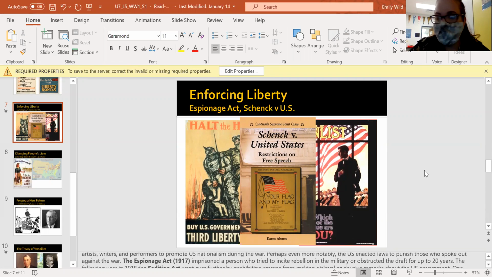The Espionage Act was passed in 1917. So again, the Espionage Act was passed in 1917, and it put people in prison who tried to incite a rebellion in the military or obstruct the draft. The Espionage Act imprisoned people who tried to incite a rebellion in the military or tried to obstruct the draft. And some of these things could be very, very minor that they would be put in jail for.